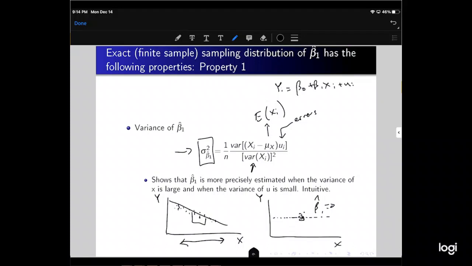The other thing is if the u's are larger, then we're going to be less precisely estimating this too. So we can draw this on the first graph. If we add more data points around here, it's less clear that this line here is the best fit to that data now.